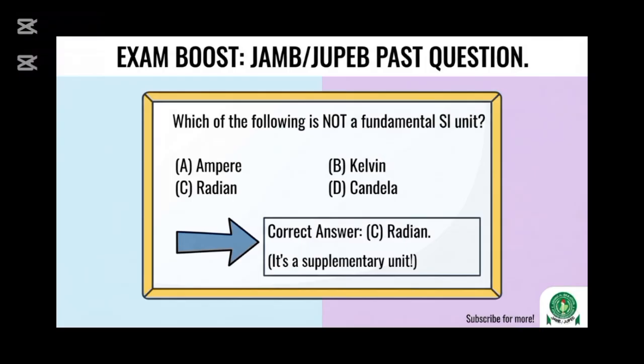Ampere is for current, amount of current. Kelvin is for temperature, and candela is for luminous intensity, which are all fundamental quantities, and therefore their units are also fundamental. So watch out for dimensional analysis.